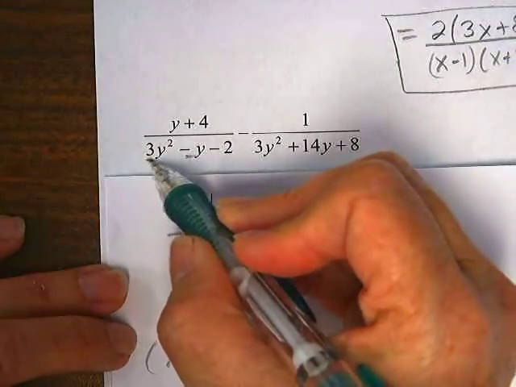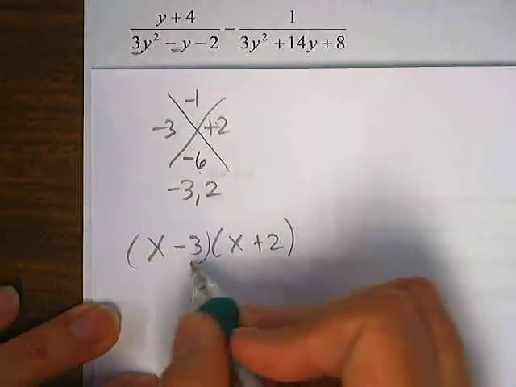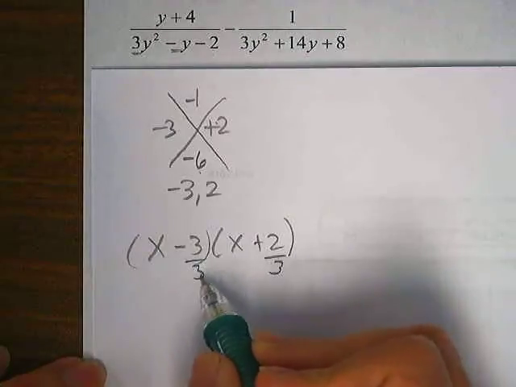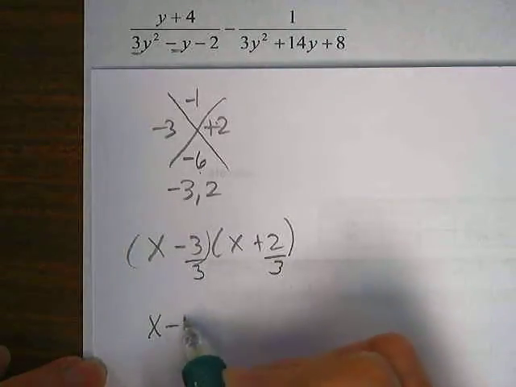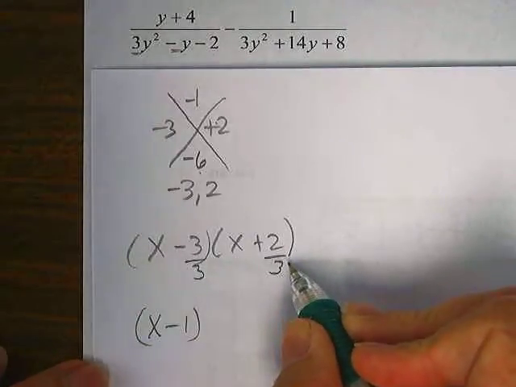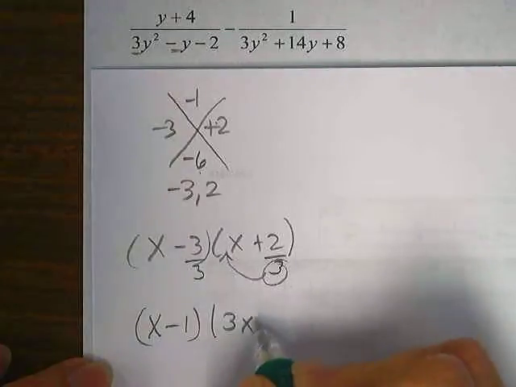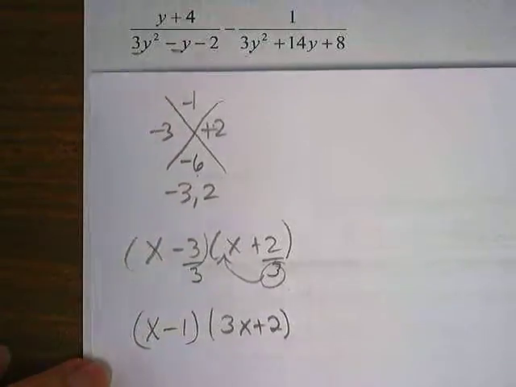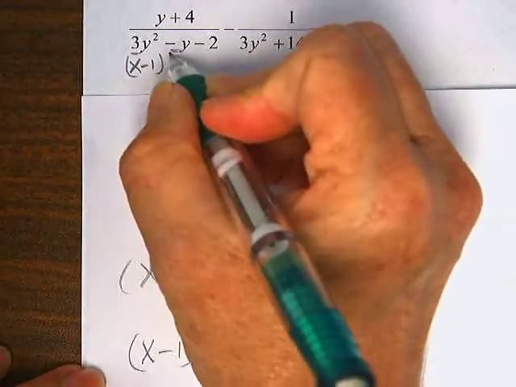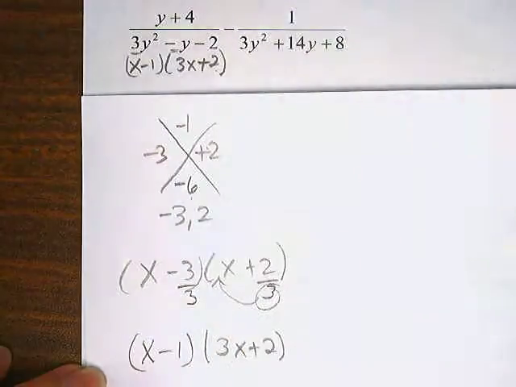But again, I'm not done. I have to divide by 3. So I will divide each one by 3 and reduce. 3 divided by 3 is just 1, so x minus 1 is one of my factors. I cannot reduce the 2/3 at all, so I've got to kick that 3 to the denominator. I get 3x plus 2. So my factors for the first denominator are x minus 1 times 3x plus 2.